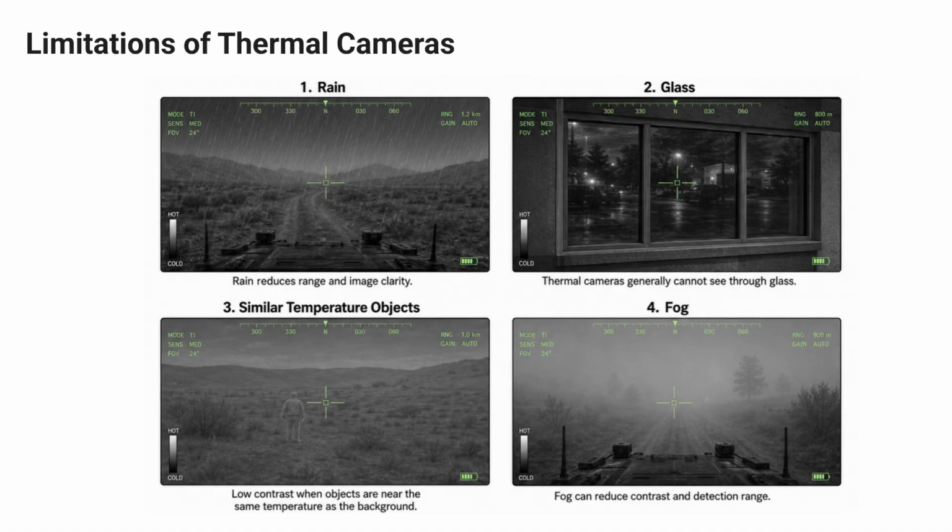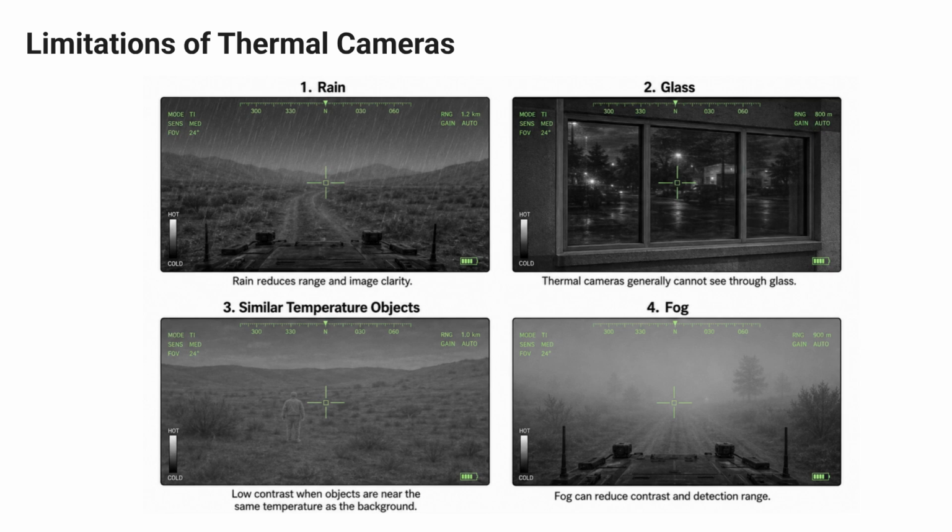Thermal cameras are extremely useful for night detection, but they also have important limitations. The first example shows rain. Heavy rain absorbs and scatters infrared energy, reducing image clarity and detection range. The second example shows glass. Thermal cameras generally cannot see through normal glass because the glass blocks long-wave infrared radiation. Instead, the camera mainly sees the temperature of the glass surface.